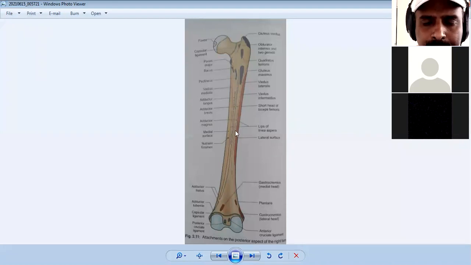So what is the linea aspera? The linea aspera is the posterior border of the shaft of the femur, thick, rough, prominent and ridge-like. This linea aspera divides into a medial lip and a lateral lip. Whatever is on the medial side goes as the medial lip, and we have the medial supracondylar line.